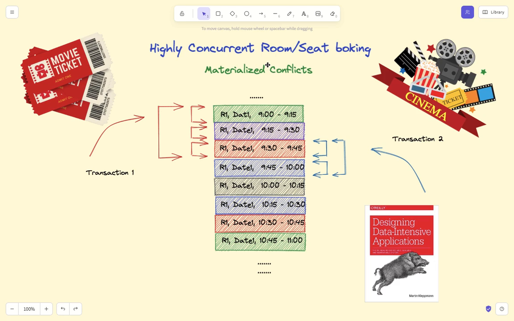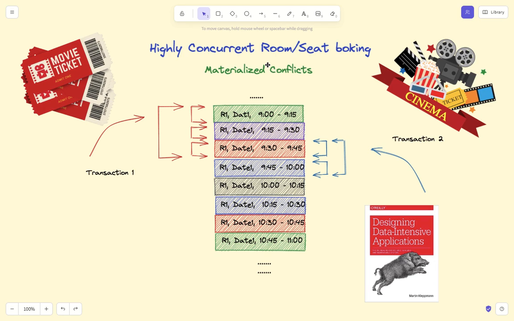So I'll just explain the use case first, and then I'll explain what materialized conflicts is and where exactly you can use it. Just take an example that you are building something like a meeting room booking for your office or for a building or for your college, right? You have a fixed number of meeting rooms and people can book those meeting rooms for a minimum of 15 minutes to any maximum amount of duration that you want them to book.